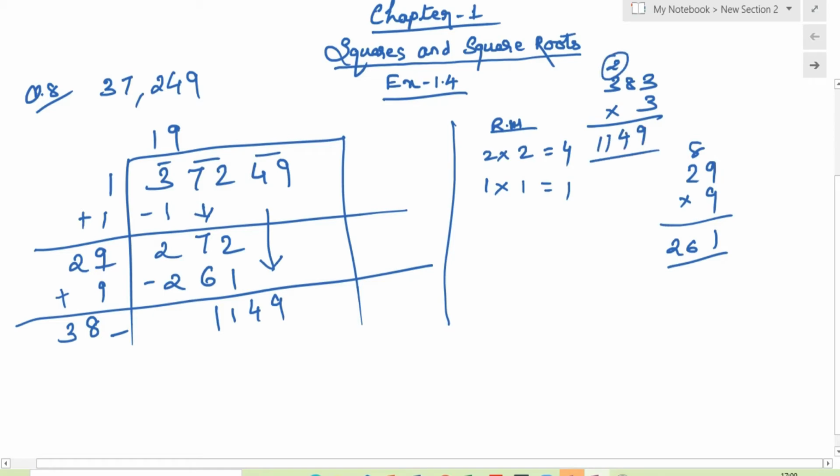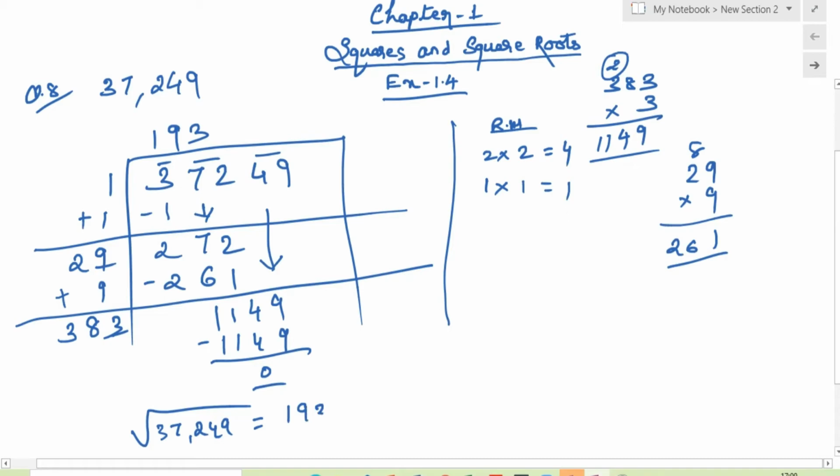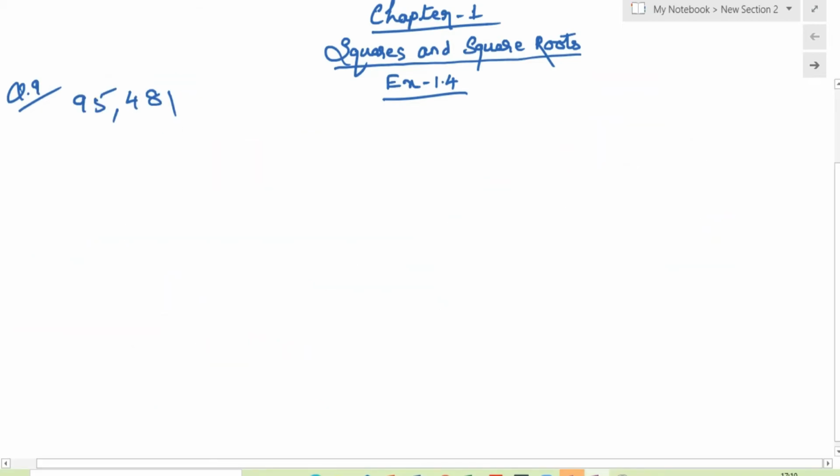Exactly, we are getting 383 into 3 is 1149, remainder is 0, so we will write down the square root of 37,249 is 193. Next question is 95,481.